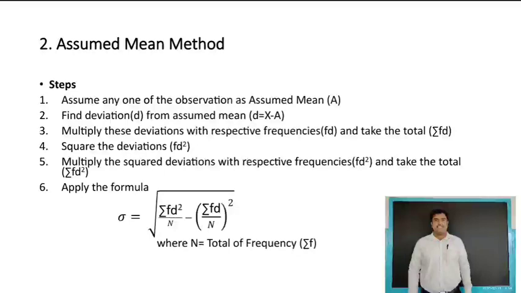In the assumed mean method, we don't calculate the actual mean. In the first step, we assume a value as the mean, that is the assumed mean. Next, we calculate deviations, d is equal to x minus a. The next step, we multiply f into d and take sigma f d. Next, we take the squared deviations, that is f into d square. Multiply the squared deviations with the respective frequency and take the total, sigma f d square. And finally, we apply the formula: whole root of sigma f d square by n minus sigma f d by n whole square.